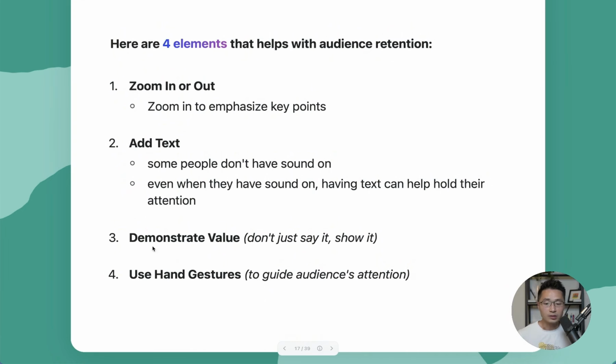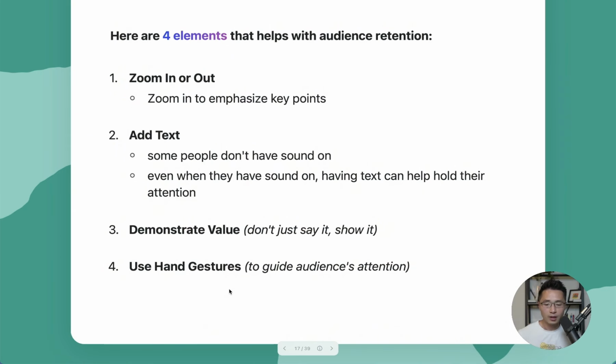And the next one is to demonstrate value. Don't just say it, but actually show it. We definitely saw this in some of the examples before. You want to demonstrate the benefits of the product, not just talk about it, but actually do it and show the audience. And the last one is to use hand gestures. We are going to talk more about this in the call to action section. But the purpose of this is to guide the audience's attention to certain key points or things that you're describing on screen. It's very effective when it comes down to guiding your audience's attention.